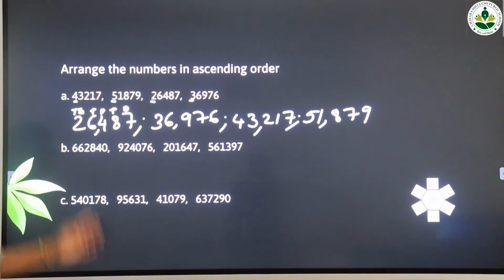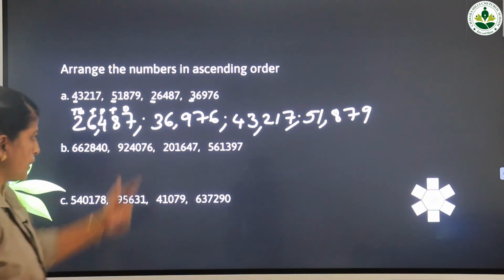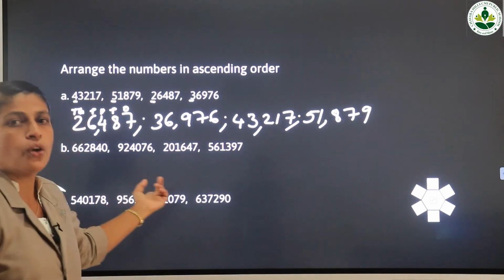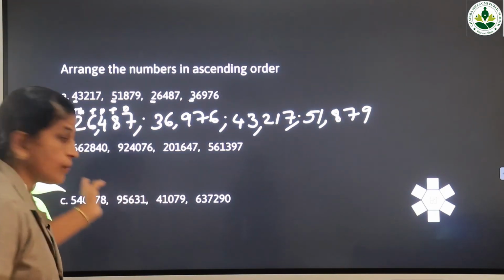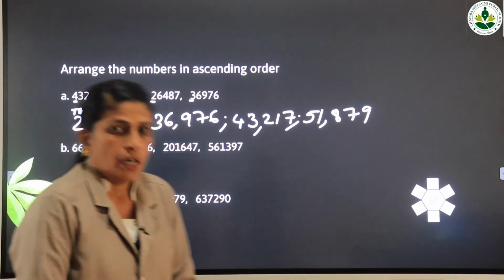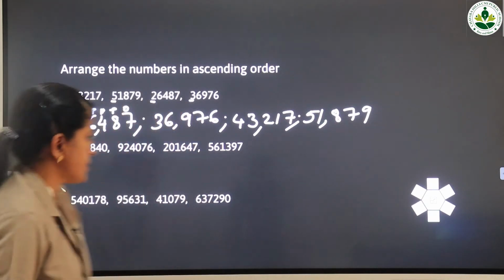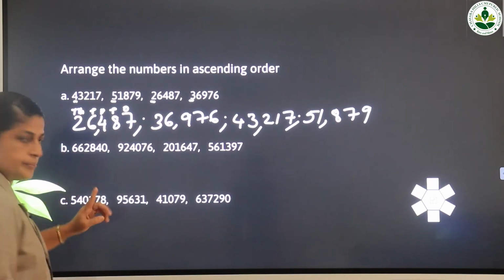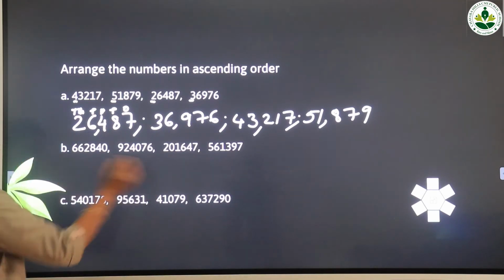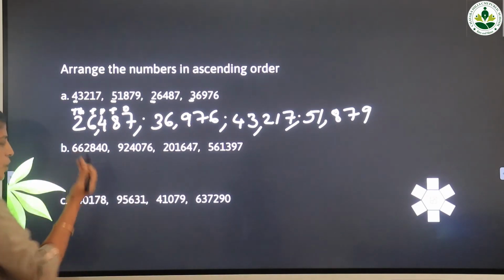Like that. Then the next set of numbers. There are also 4 numbers. Then first what should we do? We should count the number of digits in each number. Then the first number contains how many digits?